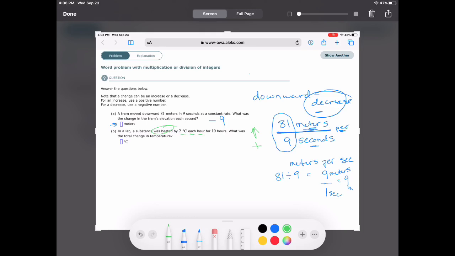So we need to say 2 times 10 hours, 2 degrees times 10 hours, because we're going to get 2 degrees for each hour. So 2 degrees the first one, it'll be 4 degrees the second, and 6 degrees the third. And so we're actually going to end up with 20 degrees change, right? 20 degrees change.